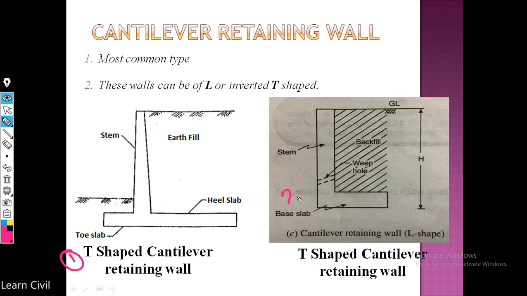And the second type is the L-shaped retaining wall. You can see here it is an L-shaped retaining wall. The backfill will be here on this side. This is the stem of this retaining wall. So two different types of cantilever retaining walls are there. The first one is T and the second one is L. Generally, the T type of retaining wall is used.